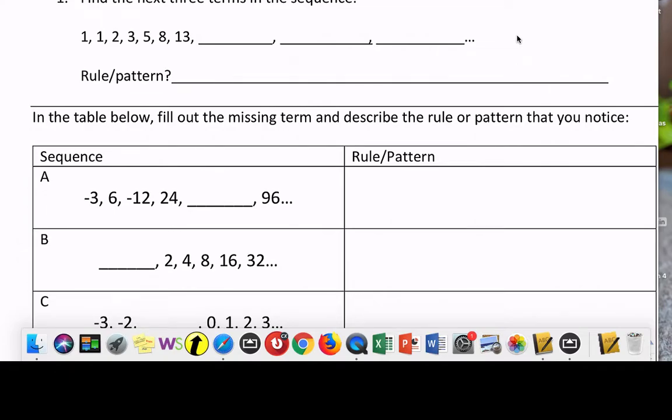So if you notice the pattern for this one, to find the next term, you're going to add the two previous terms. So for example, 1 plus 1 is 2. And then if we have 1 plus 2, we get the 3. 2 plus 3 is the 5, and so on. Draw my arrow here. So the rule or the pattern is you add the two previous terms to get the next term.